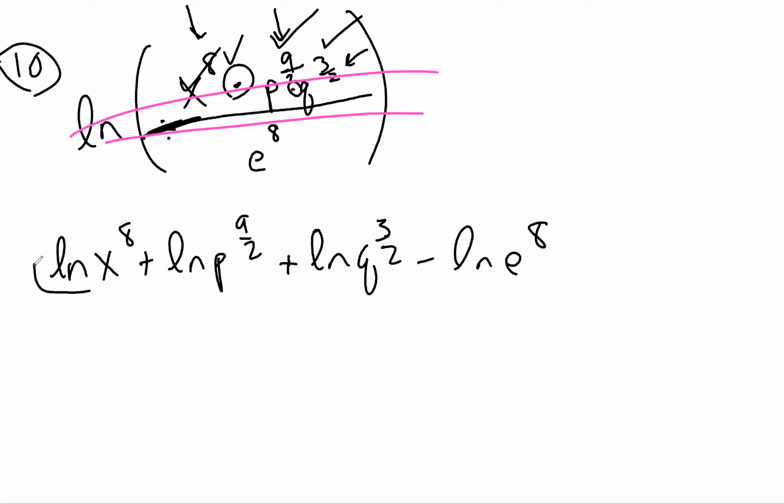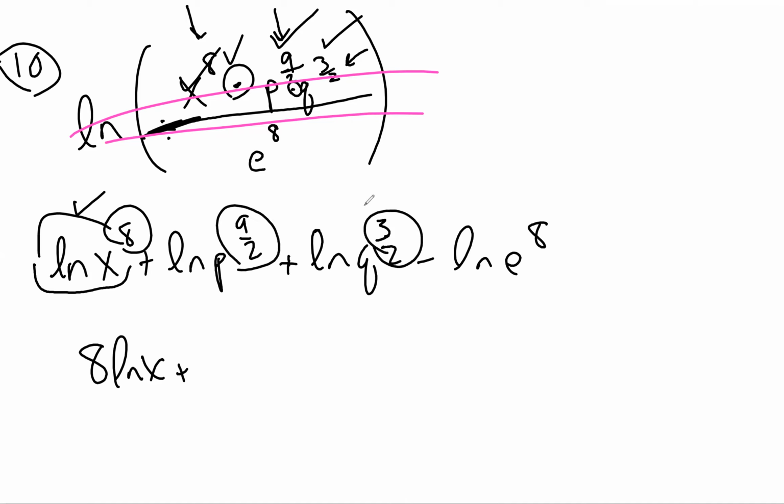So this first piece, the ln of x to the 8th, what has to happen here? The 8 needs to come to the front. So I will have 8 ln of x. Perfect. Okay, next, plus sign. What has to happen with these guys? The 9/2 comes out first. Perfect. So 9/2 ln of p. Okay, check. Plus sign. You said 3/2 ln of q.